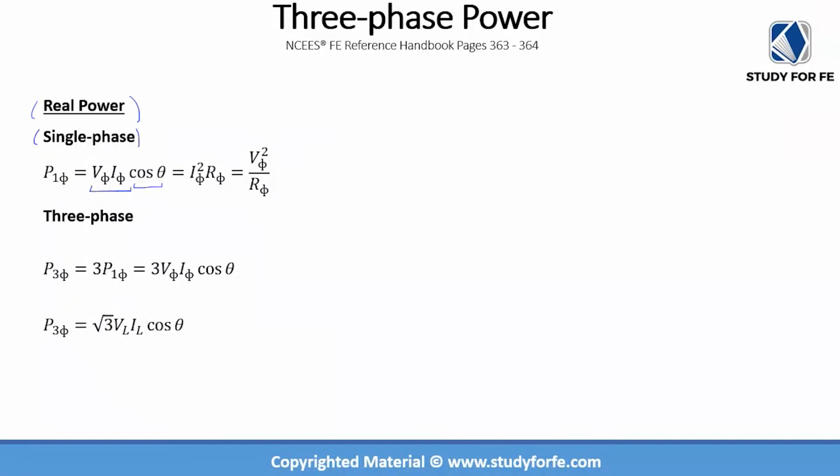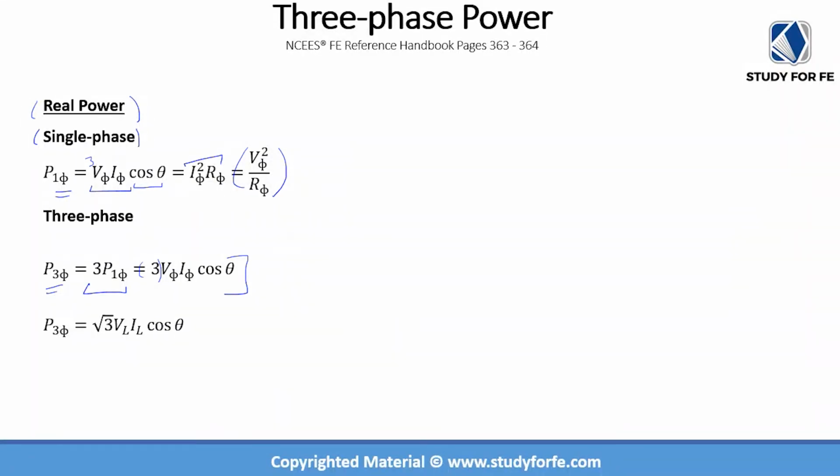We also looked at it in terms of Vmax, IRMS and VRMS in the earlier lecture. So this can also be expressed as I squared times R, or V squared divided by R. In terms of three-phase power, we have P three-phase, which is simply equal to 3 times P single-phase. So as you can see, single-phase power is equal to V phase times I phase times cosine theta, so you can simply multiply 3 times V phase I phase cosine theta. That's expressed in the form of phase quantities.